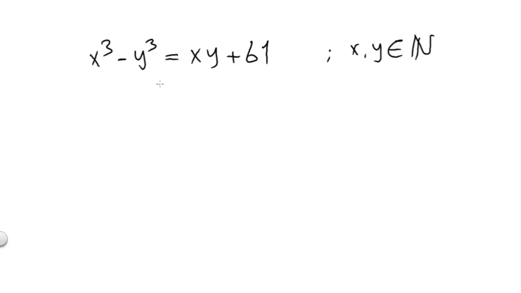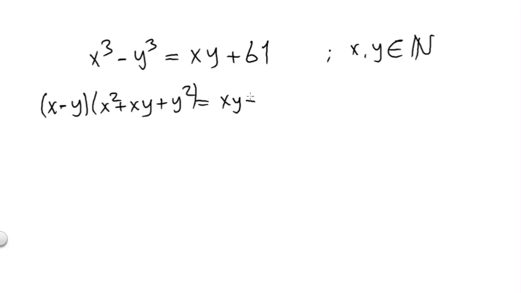So we are supposed to find integer solutions of this equation, and they're just natural numbers, so they're positive. Well, if you can just factor both sides in an equation, it would be awesome. But if you can just factor one, it may still be helpful. So if I just factor this left side, it will be (x minus y)(x squared plus xy plus y squared). So this is equal to that, xy plus 61.